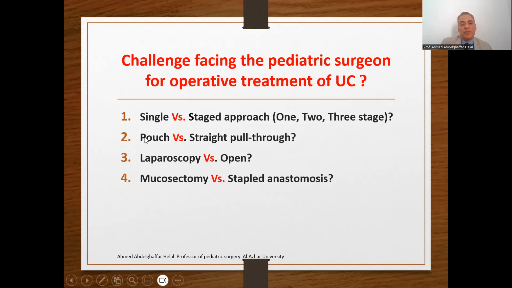Also, the challenge will be related to using a pouch or straight pull-through. Usually, a pouch is the creation of a reservoir from the small bowel. However, this pouch may get inflamed, what's called pouchitis. There may be leakage. There may be twist of the pouch, obstruction of the pouch. Straight pull-through may be used in some cases. However, there will be diarrhea, increased peristalsis, and high pressure. The pediatric surgeon may use laparoscopy or open surgery, and may perform mucosectomy or stapler pouch anal anastomosis.